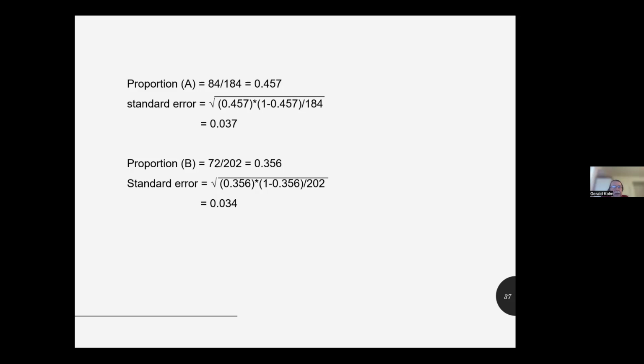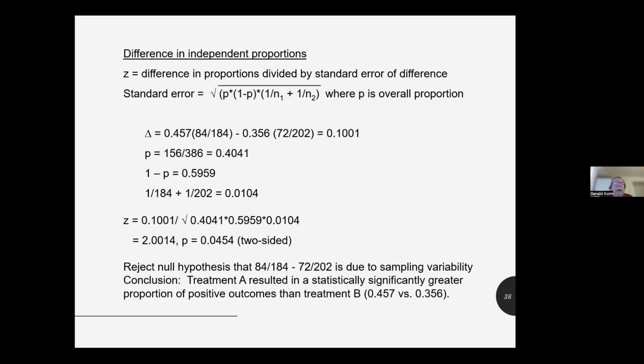We calculate that standard error, and then we subtract the proportion in A minus the proportion in B and divide by the standard error of the difference. Computationally, our standard error is the proportion times 1 minus the proportion, times the sum of the reciprocals of the sample sizes. Our difference in proportions is 0.45 minus 0.35. We get 0.1001.